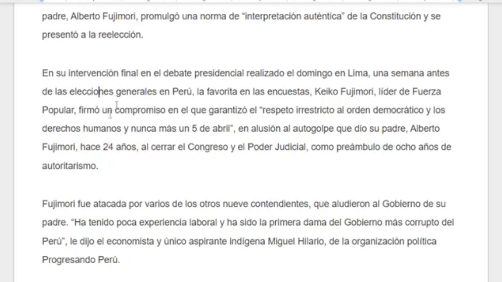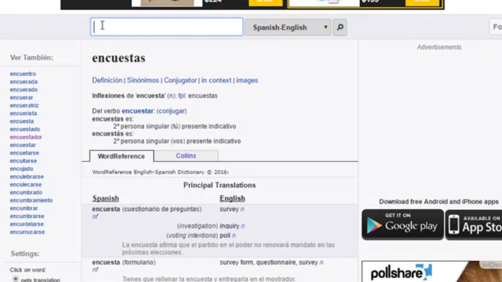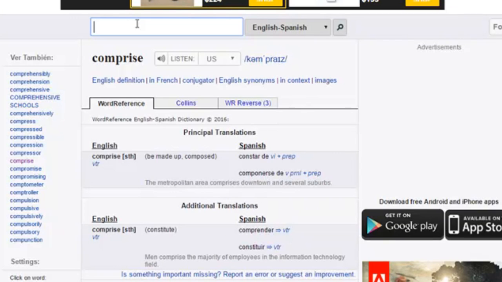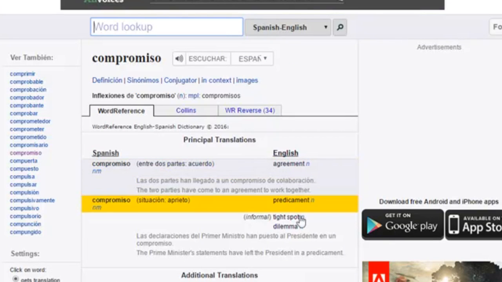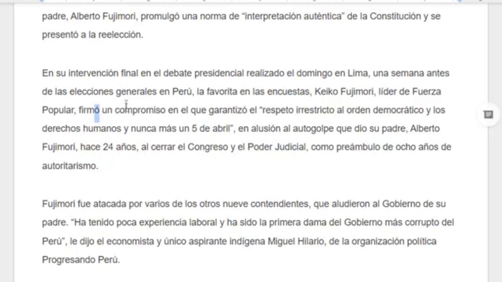Firmó, firmar is to sign, and the O with the accent means preterite, so signed un compromiso, and I think that looks a lot like compromise. It is, or it could be any kind of treaty, or let's see what they say for compromiso. It's a compromise basically, but it could be like a written thing. It's not exactly the way we use it. Agreement, predicament, dilemma, engagement, commitment, obligation. I've just been doing this for a long time so I have it kind of internalized. Compromiso is an agreement. Un compromiso, which is what a compromise is.